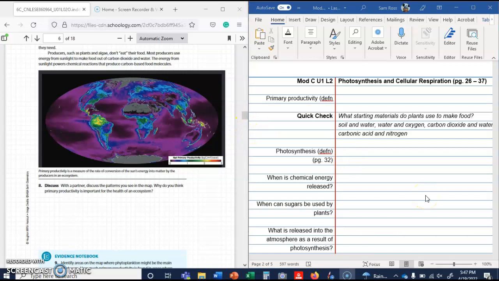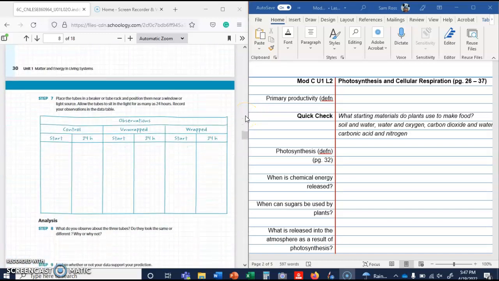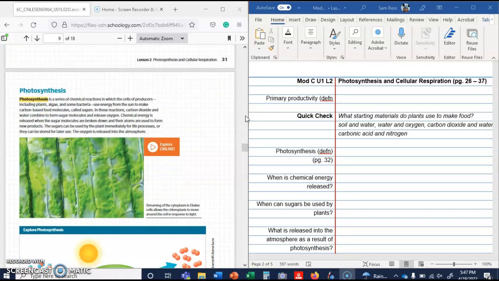Okay, let's try this again. So photosynthesis is on 32, that's 29, 30, 31. So right here is photosynthesis, the definition we're looking for. A series of chemical reactions in which the cells of producers use energy from the sun to make carbon-based molecules called sugars. So any part of that you're going to need to put here.